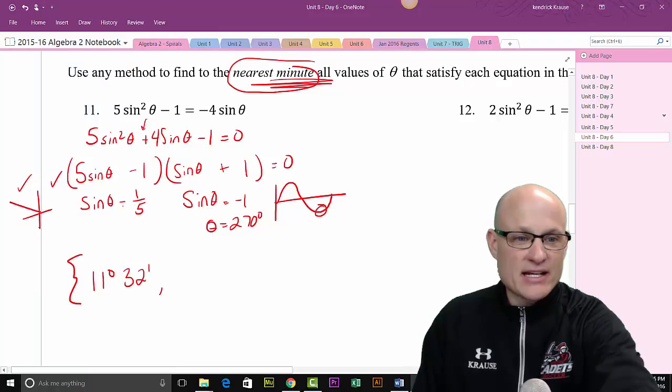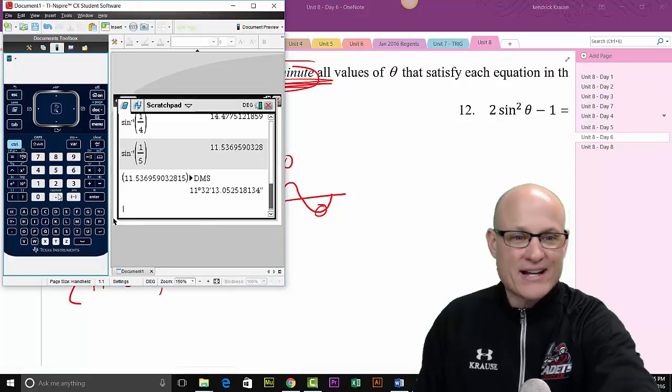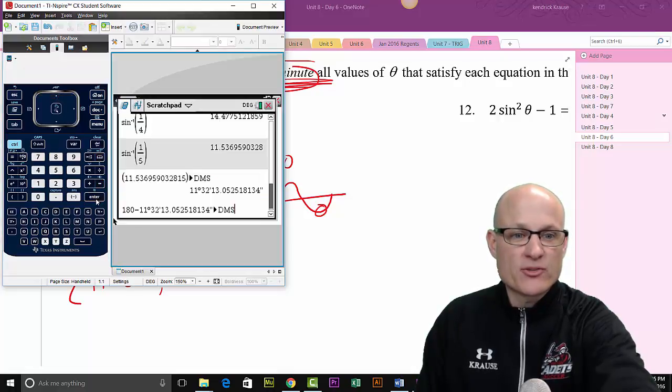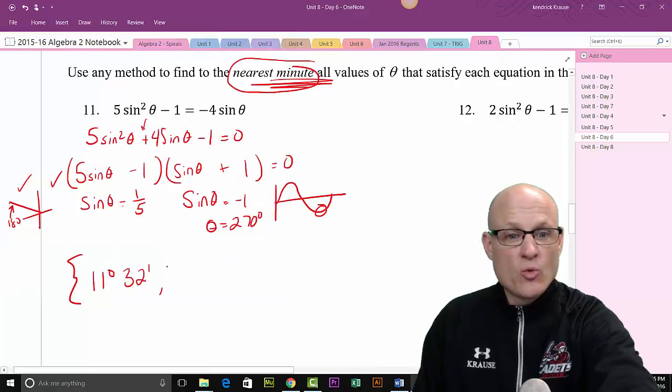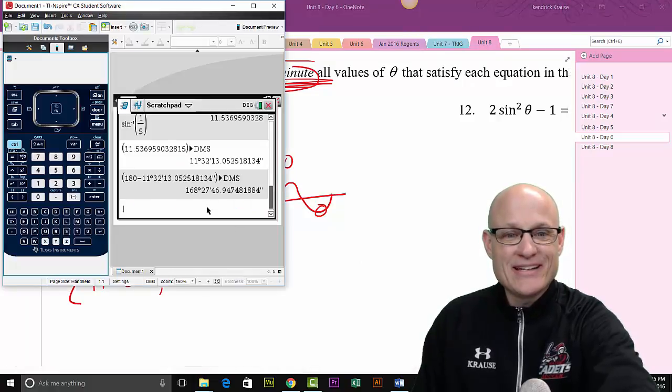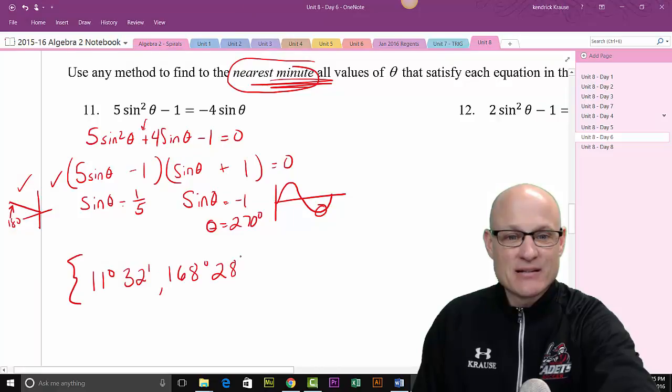Now I need to get the second quadrant. That means we're going to take 180 and go backwards. We're going to subtract. So 180 minus this 11 degrees, and we'll immediately DMS it. It should be somewhere around 168 something. Now notice this is 46. The cutoff is 30. So 168 degrees, 28 minutes.